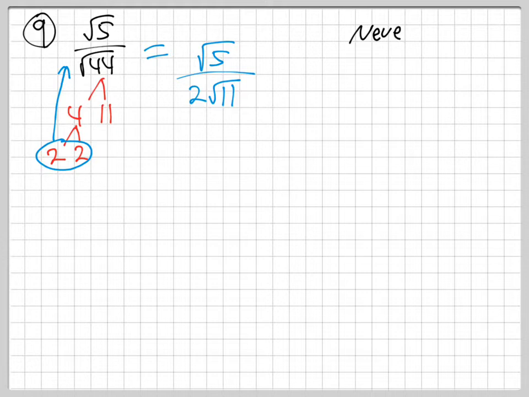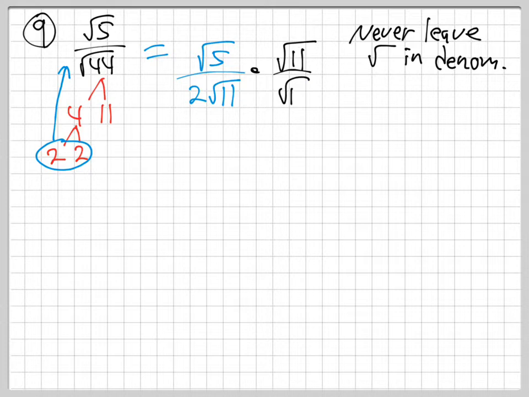So never leave a root in the denominator. We can't leave a root in the denominator. So what is it that's going to get rid of that root from the denominator? Just multiply by the root 11. You don't need to use the 2, huh? Just the root 11. So don't leave the roots in the ground. Good, well said. Just like when you're pulling weeds. Don't leave the roots in the ground.